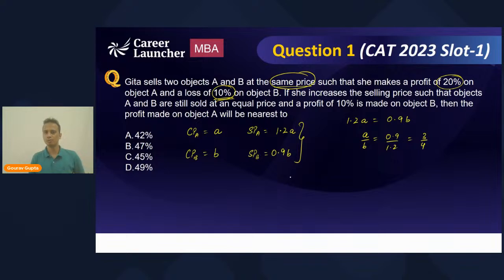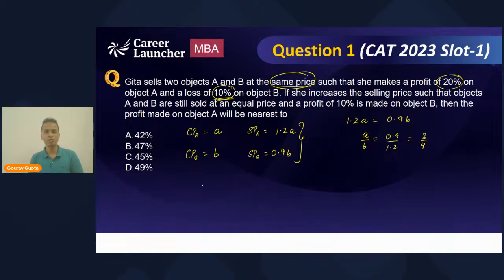Now, why can we assume the values? One reason is if I assume some convenient values, the calculations will be easier. Another reason is if you look at the question, in the entire question, everything is given in the form of percentages. Everything is in the form of percentages. Nothing is given in the form of rupees. So if you have any kind of relation like this, you can assume the values.